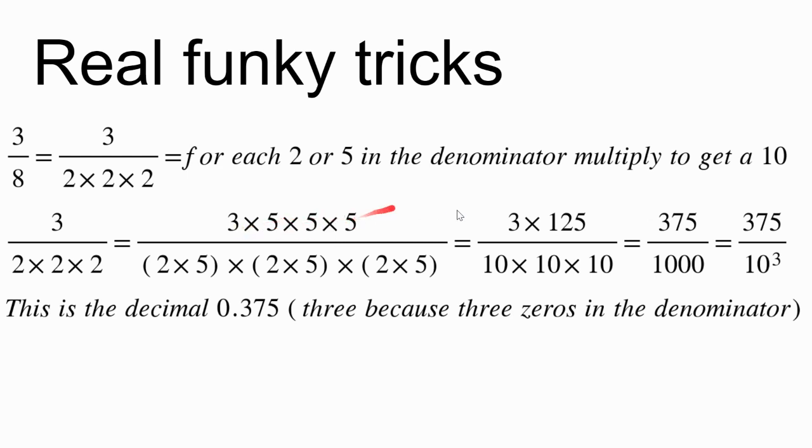So 3 times 5 times 5 times 5, that's 3 times 125. 2 times 5 is 10. 2 times 5 is 10. 2 times 5 is 10. So I've got 3 times 125 over 10 times 10 times 10. That's 375 over 1,000. If we remember from earlier in the year, 1,000 is 10 to the power of 3. So there's going to be 3 decimal points in my answer, and the decimal is 0.375. So I got the 375 from the top, and I got the fact that it was 3 decimal points here. 1, 2, 3.